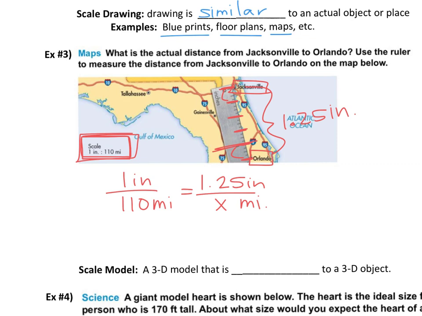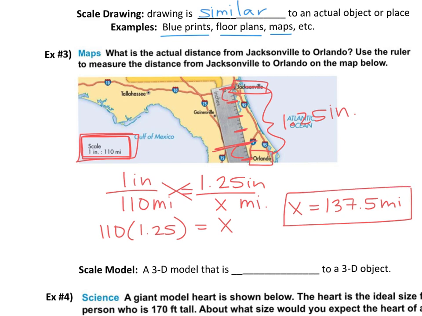How do you solve that? You cross multiply. So you're going to go 110 times 1.25 equals 1 times X, which is just X. So when you plug that in, X comes out to 110 times 1.25 is 137.5 miles. So how far is it from Jacksonville to Orlando? It's 137.5 miles away. Okay? Like in real life? Yeah. True story.